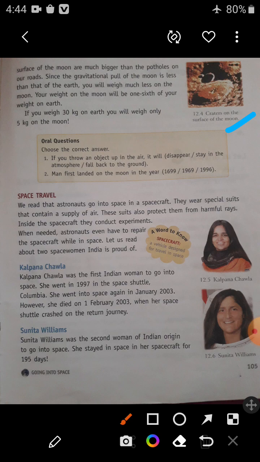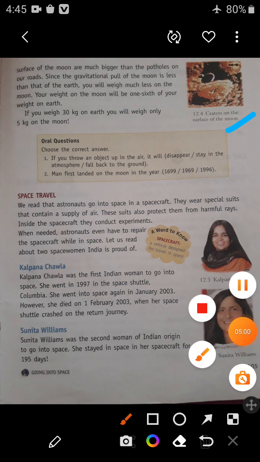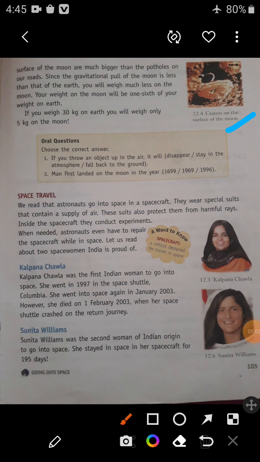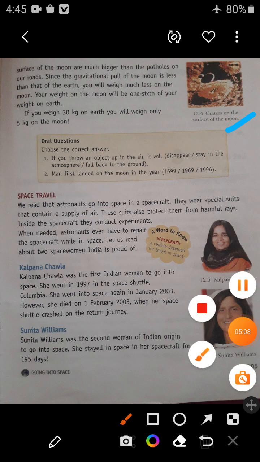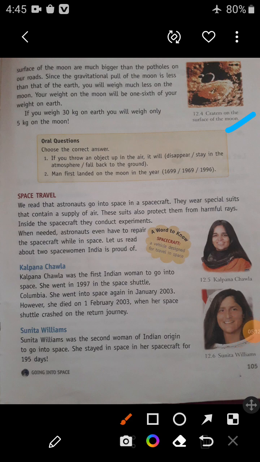My dear students, this was all about the moon and life on the moon. Now, students, here oral questions are given. Choose the correct answer. In each question there are two options, so you have to choose the correct one.